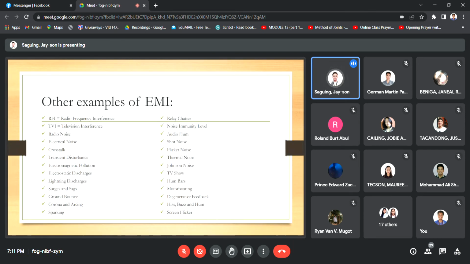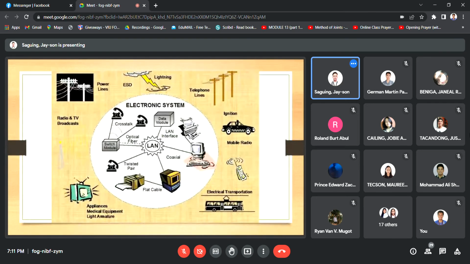The other examples of EMI are the following: RFI or radio frequency interference, TVI or television interference, radio noise, electrical noise, crosstalk, and etc. As you can see in this figure, these are some of the real-time examples of electromagnetic interference that we can see in our day-to-day life. Let us discuss one of the real-time examples of an EMI environment, that is crosstalk.